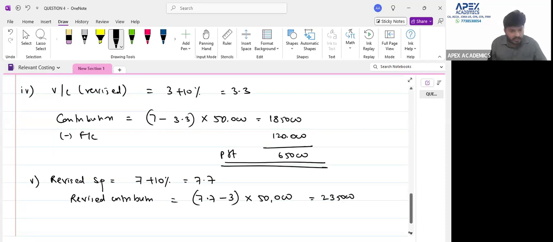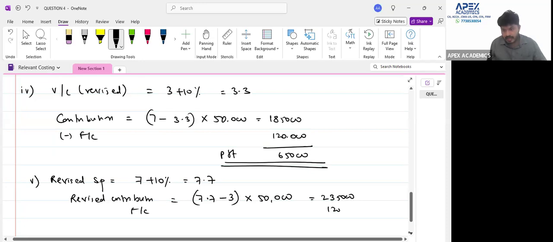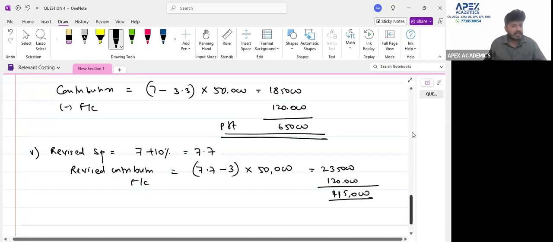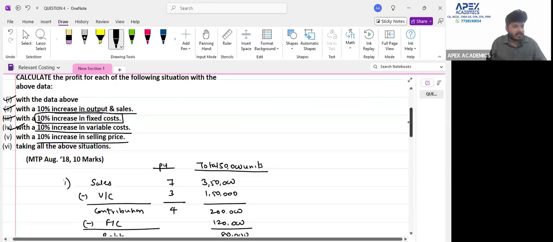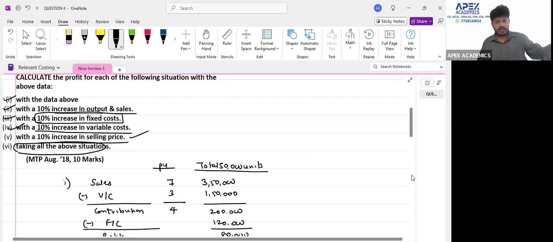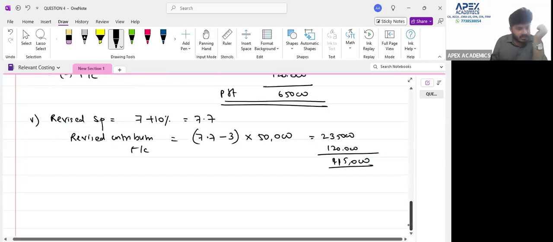What is your fixed cost? 1,20,000. So what am I left with? 1,15,000. What is that? This is going to be your profit in which case? In the fifth case. Now let's talk about the sixth case. They are saying taking all of the above situation, means 10% increase in output and sales. Now the sixth one gives you what?